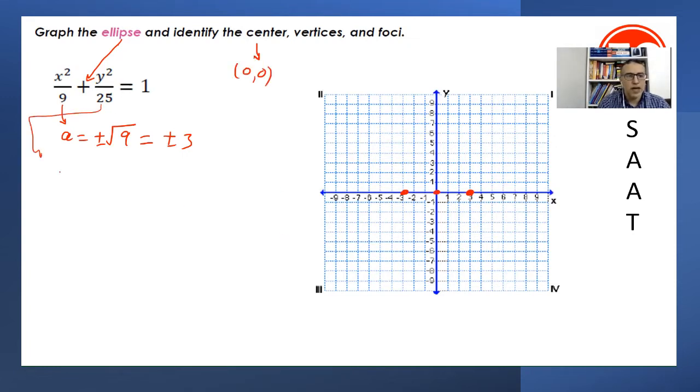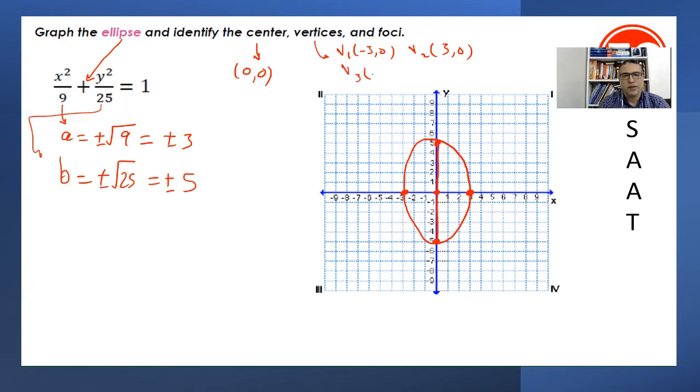We go to the number below the y, and we call it b. It's a positive and negative root of 25, which is positive and negative 5. So we go up 5, we go down 5. We can notice that the major axis is on the y-axis. Then we draw a curve, not a straight line, between these 4 points, which are the vertices. So the vertices of the ellipse: V1, negative 3 and 0, V2, 3 and 0, V3, 0 and 5, V4, 0 and negative 5. Now, where are the foci?